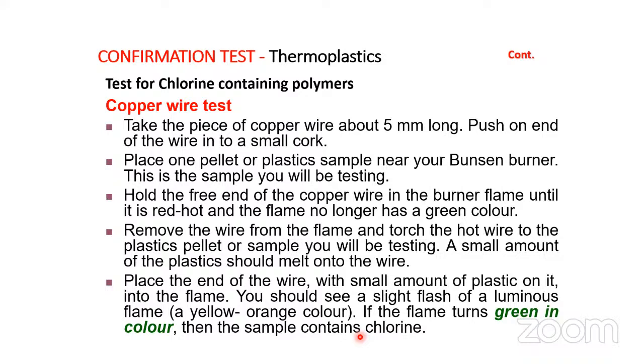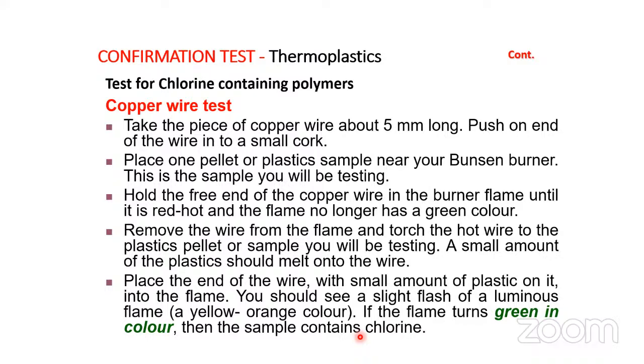That is the purpose. Remove the wire from the flame first. Then a small amount of plastic should melt onto the wire. So on your wire now, a small amount of plastic is there. Then place the end of the wire with the small amount of plastic on it into the flame again.